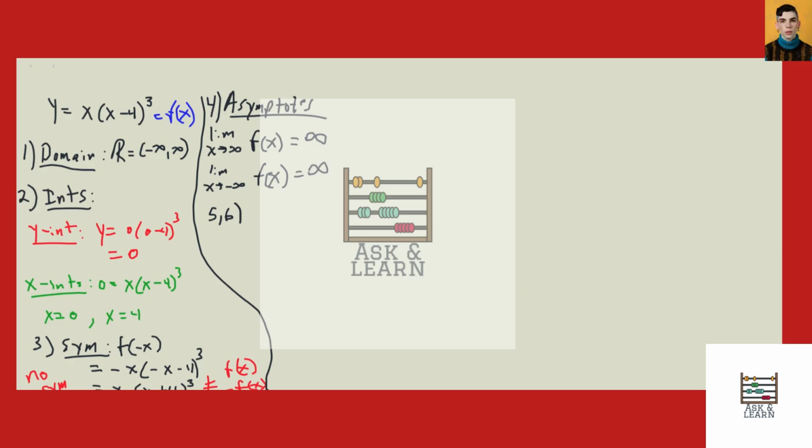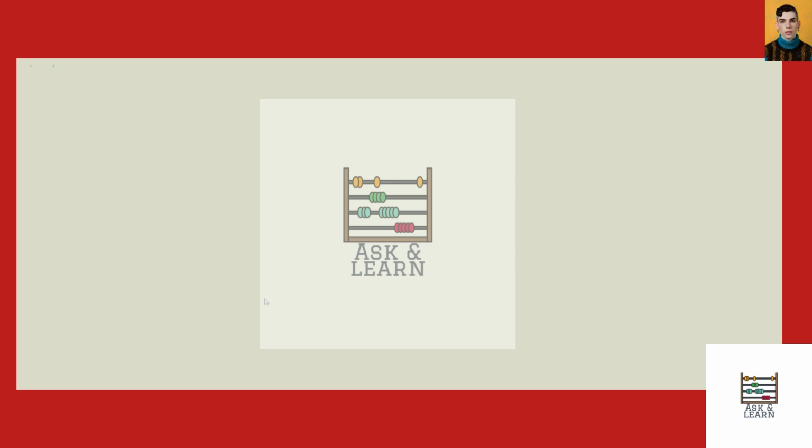Now the next two steps, I'm going to go ahead and merge into one, and it's finding our intervals of where the function is increasing or decreasing, and also we want to look for maxes and mins. So let's just go ahead and do this on another page to save some space. So we have y is equal to x times (x minus 4) cubed. So we have two functions being multiplied together, so we're going to need to apply the product rule.